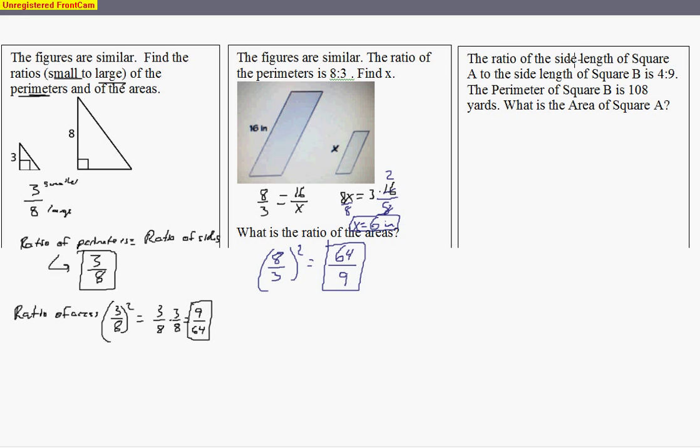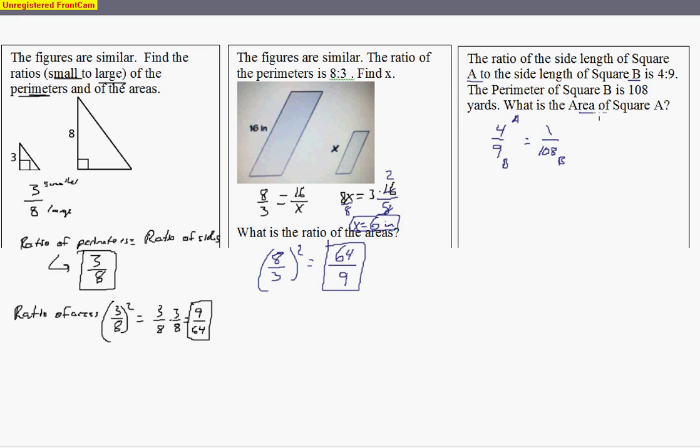The ratio of the side length of square A to the side length of square B is 4 to 9. So that's just the ratio of perimeters, or ratio of sides. This is A to B, so A on top, B on the bottom. And it says the perimeter of B is 108. So let's put 108 on the bottom because it's the perimeter of B. And they want to know what is the area of square A.